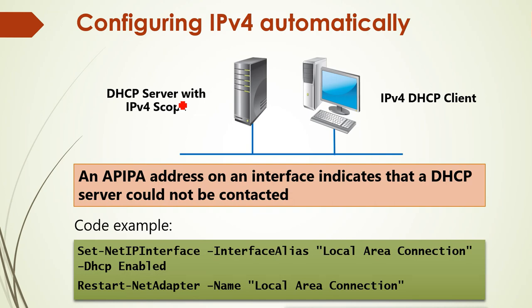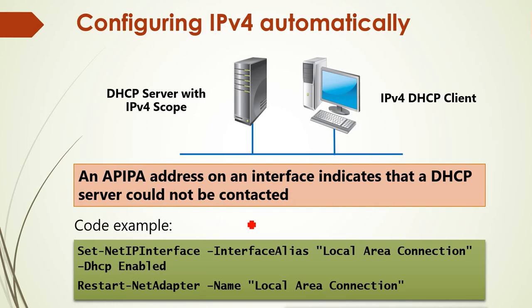So for getting the IP address from the DHCP server, we have to configure the machine to get the IP address from DHCP. We can use a PowerShell command, or in a graphical tool we can just select automatic IP address. In the command line we will set the IP address with the network interface name, and then we just have to configure DHCP enable. Then restart the adapter with the name. When you restart the adapter, it will go on to select DHCP to get the IP address.